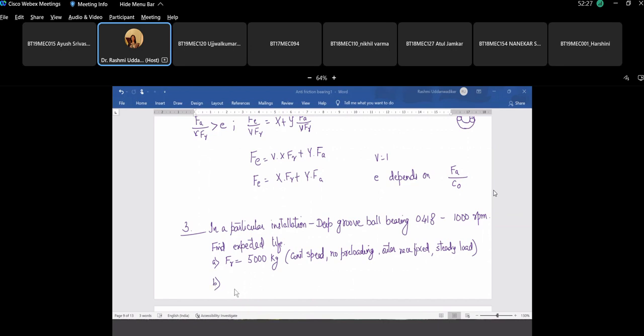Okay. Good. Second condition, the radial load of 5000 kgs and axial load of 1500 kgs. Conditions given: speed remains constant, so there is no variation in the speed. It is preloaded.